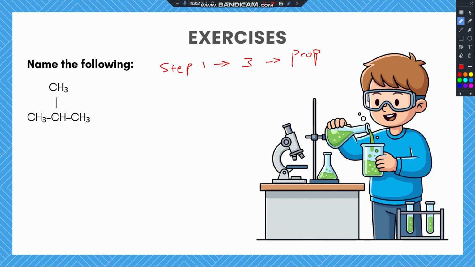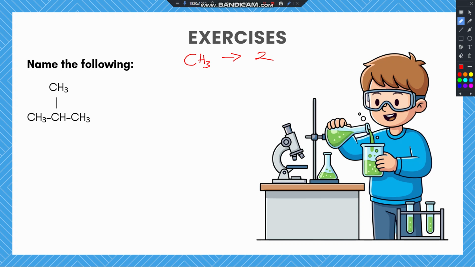prop. Now the question is, what direction can we count from? We can count from the left to the right. That means our branch will be this guy and it's on carbon number 2. If we count from the right to the left, 1, 2, 3, this guy would also be on carbon number 2. So we can decide to count from either the left or the right. Our branch is CH3 and it is located on carbon number 2.